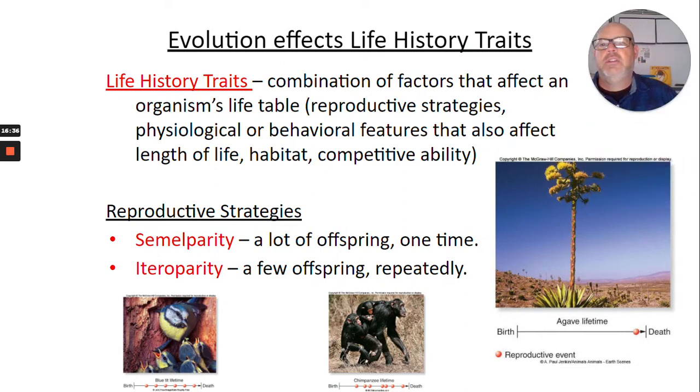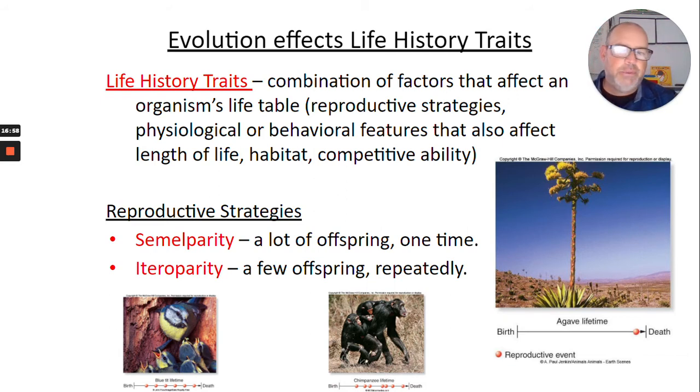Couple more things about some terms here. Life history traits: a combination of factors that affect an organism's life table, meaning their reproductive strategies, physiological or behavioral features that can affect their length of life, their habitat, how competitive they are. So, the things that give them advantages.